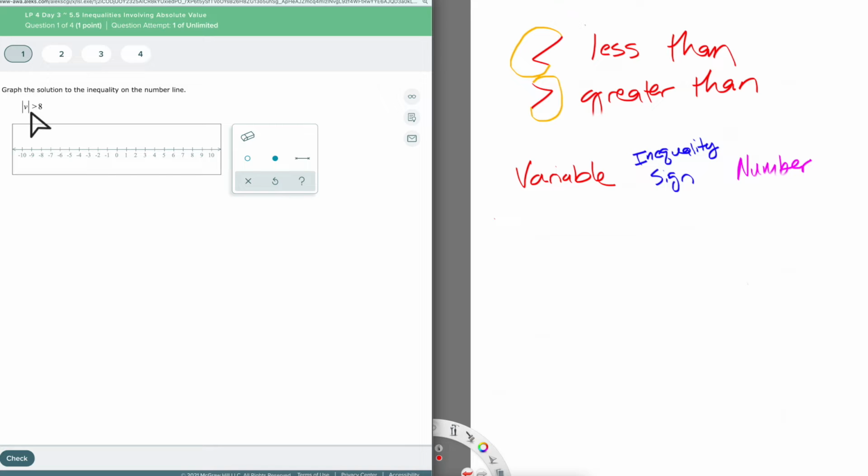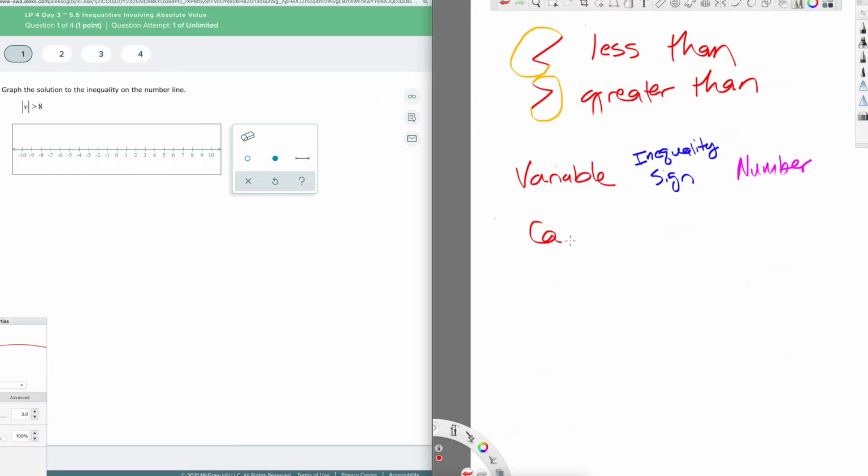But with absolute value, what we do need to do is we have case 1 and case 2. Case 1 goes to the right, which is also positive. If we're thinking of directionality on a number line, to the right is positive. Case number 2 is going to go to the left, which is negative. That's just the direction. So right is positive, left is negative. We want to make sure we connect those 2 words together.